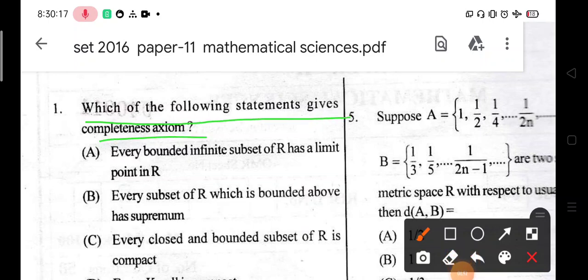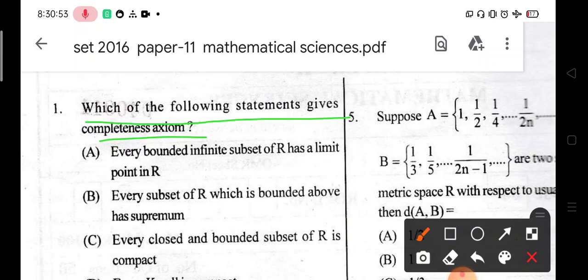This is the order completeness axiom, which says that every bounded subset of R has a supremum or infimum inside it. Actually, it consists of two versions. The first version is about bounded above sets, and another one is about bounded below sets. It says that every bounded above subset has a supremum in R. Similarly, every bounded below subset of R has an infimum in R.